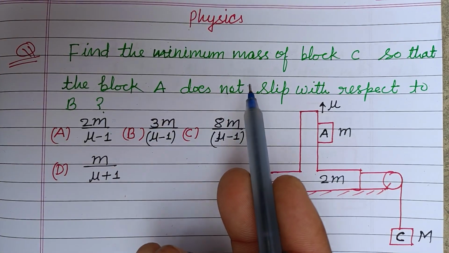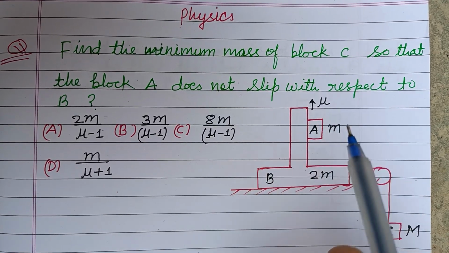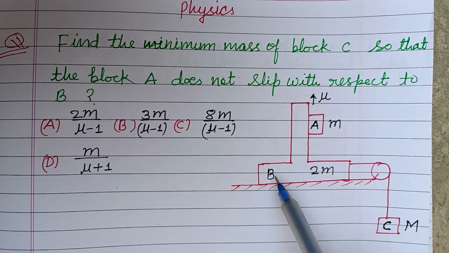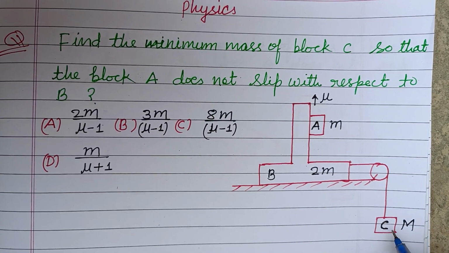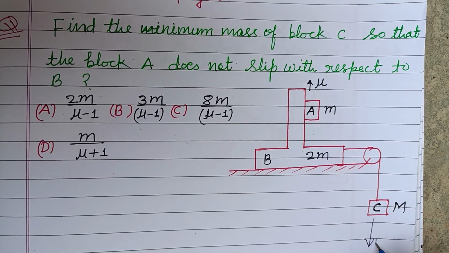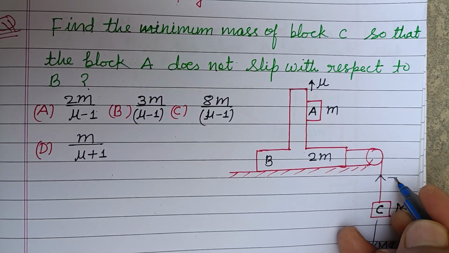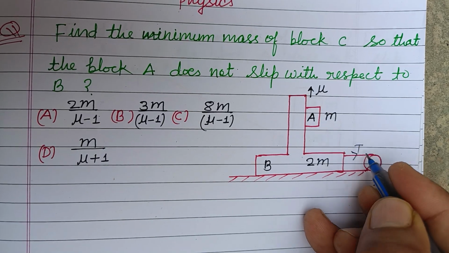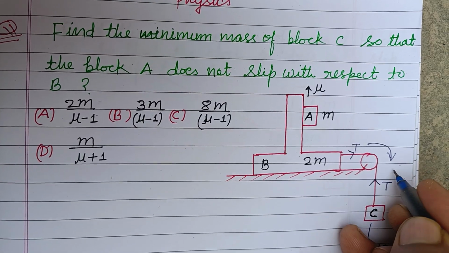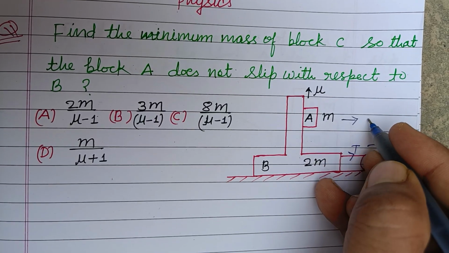The question is, find the minimum mass of block C so that block A does not slip with respect to B. So students, here are three blocks A, B, C. Its mass is M. So it moves in the downward direction by its weight mg. If T is the tension in the string, then this is T. And this system moves with acceleration a. So the acceleration of the upper block system is also a.